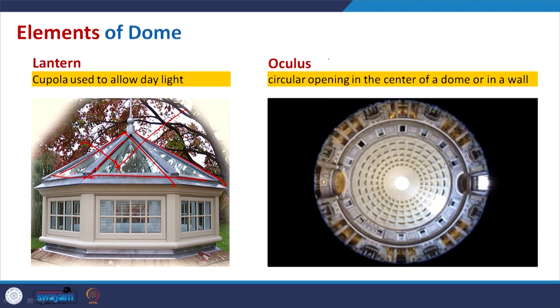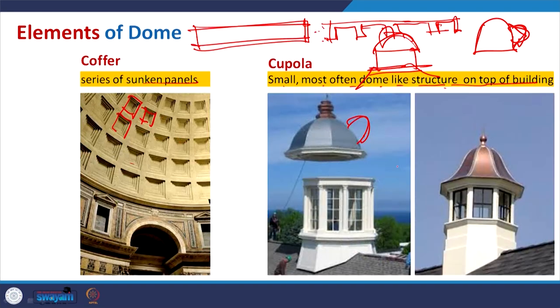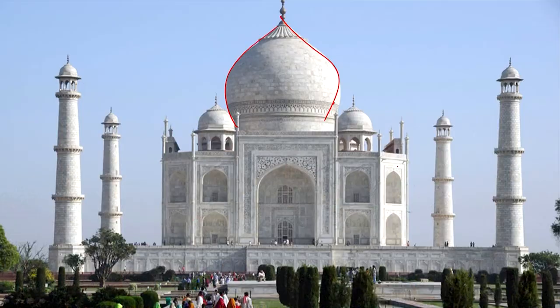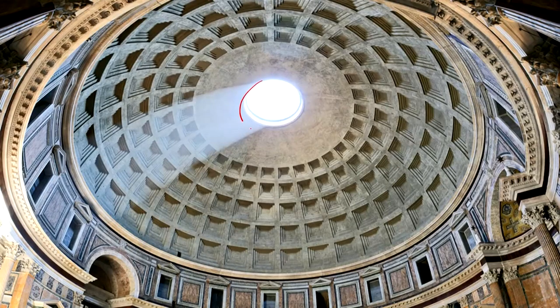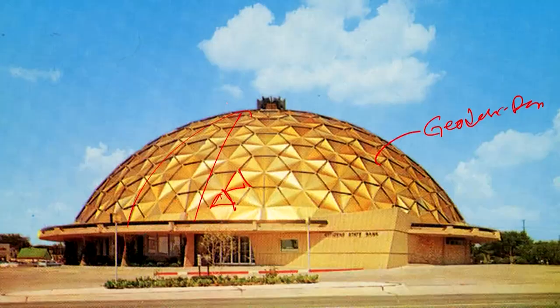Now, coming to the oculus, this is the circular opening in the center of a dome or a wall. We can see it again in the example, which is the view recreated from the Pantheon. This particular puncture, if you go back to the example, is basically the oculus.